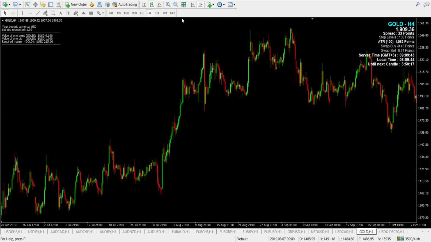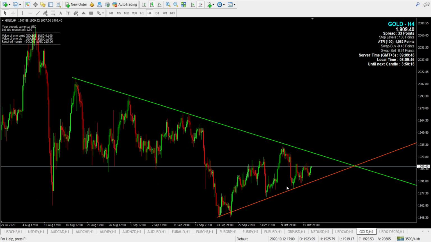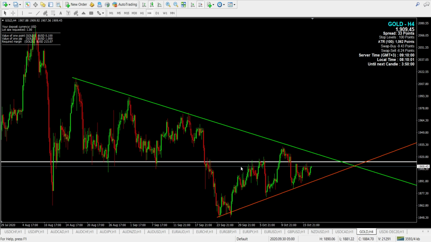Then we turn to the H4. And as you can see, it's approaching the wedge and it's going to break out soon. So we need to know where. On the H4, we're going to look for some horizontal support and resistance levels. So we've got this level there. That one's been key, so I'll leave it white because it's a key level.